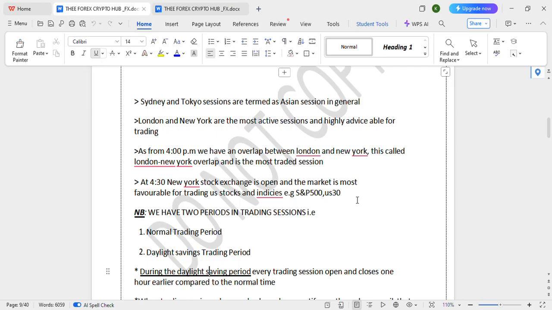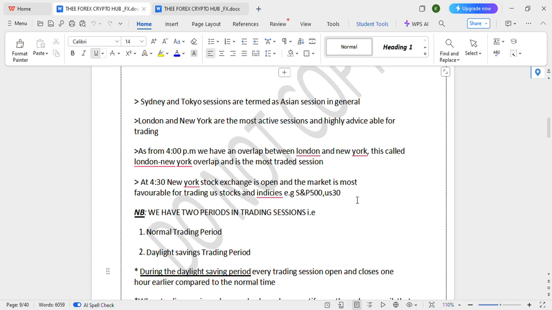And that's the time when people in America as well are at work. So the UK as well. So that's one of the things you need to know. This is the best time for you to trade. Actually, many people trade this time, the London New York overlap. So they trade during the New York session.